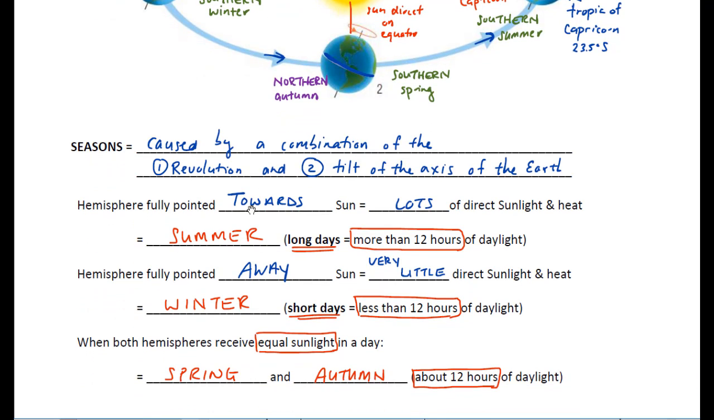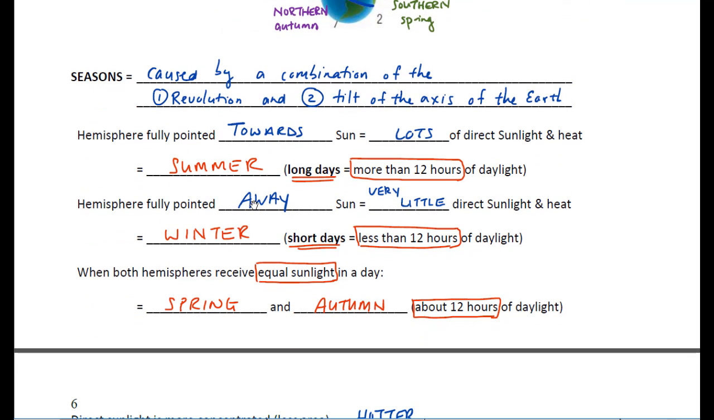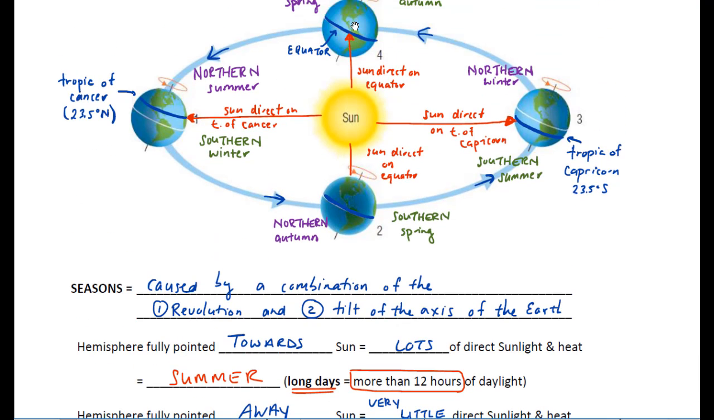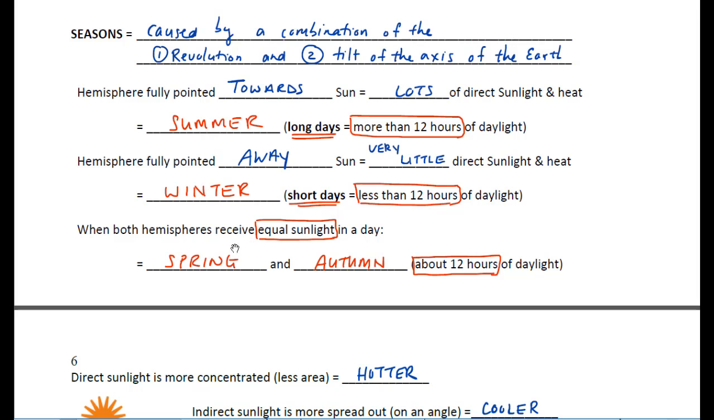Okay, so again, the hemisphere that's fully pointed towards the sun gets lots of direct sunlight and heat. That hemisphere will be in summer. It'll have long days, more than 12 hours of daylight. A hemisphere that gets pointed away from the sun has very little direct sunlight and therefore heat, and so it will be experiencing winter, short days, less than 12 hours of daylight. When both hemispheres receive equal sunlight, that's because the sun is hitting the equator, so north and south are getting the same direct light. Then you have spring and autumn, spring in the north, autumn in the south, or spring in the south, autumn in the north. Obviously, they're opposite to each other. And that's when you're getting roughly half the day would be in daylight.